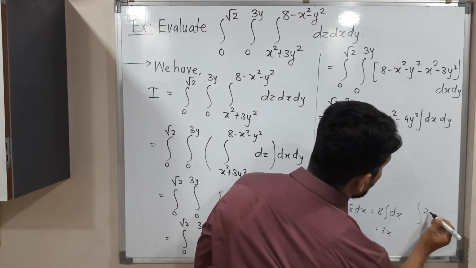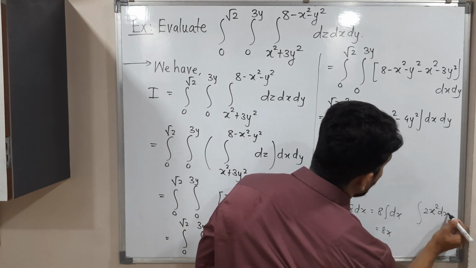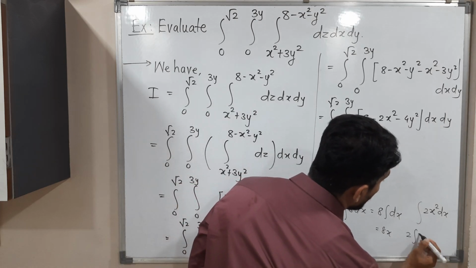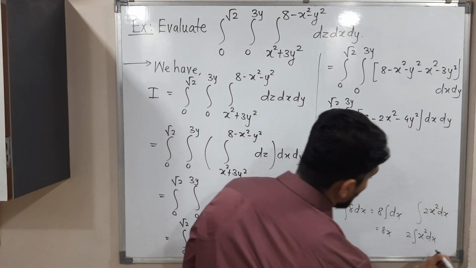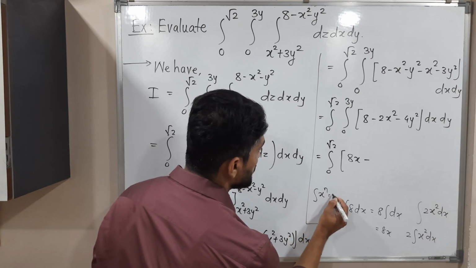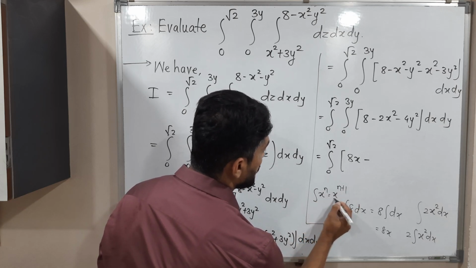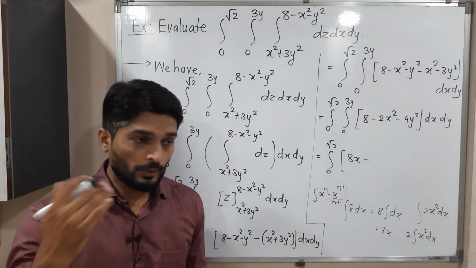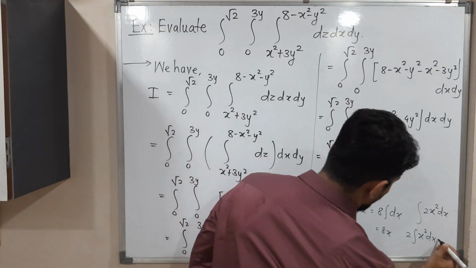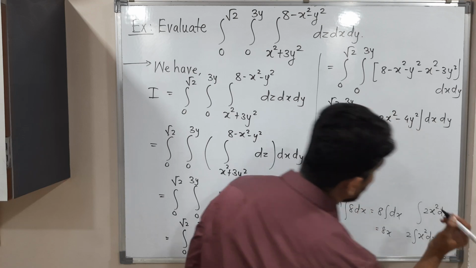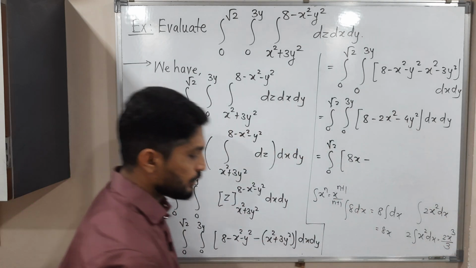See, 2x square dx is there. So 2 is a constant, you can take it outside, 2 outside, and the integration of x square dx. We know this formula: the integration of x raised to n is x raised to n plus 1 upon n plus 1. Whatever the power we have, we increase it by 1 and we write the same number in the denominator. So 2x raised to 3 by 3, that will be the integration. Let me write here.